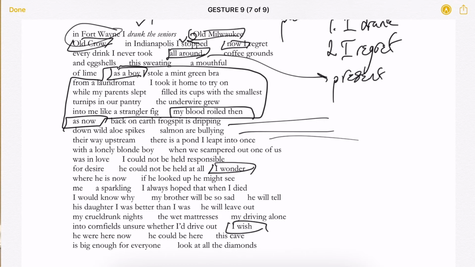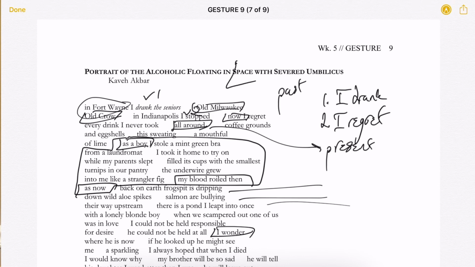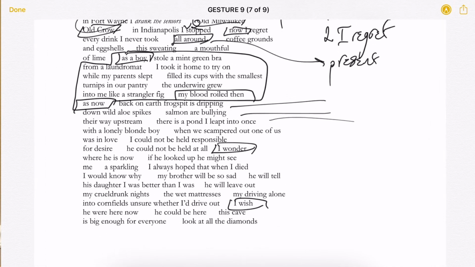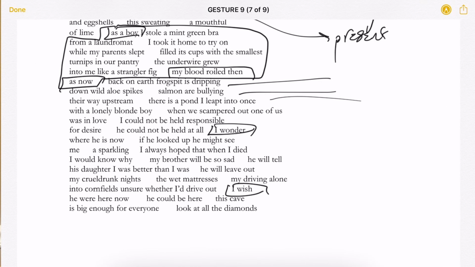So let's keep looking. "When we scampered out, one of us was in love. I could not be held responsible for desire. He could not be held at all. I wonder where he is now. If he looked up, he might see me." So remember where we are. The speaker is literally in space with what? A severed umbilical cord. Creepy and fabulous. So if the old almost lover looked up now, I wonder if you might see me. And what am I? I am a sparkling.